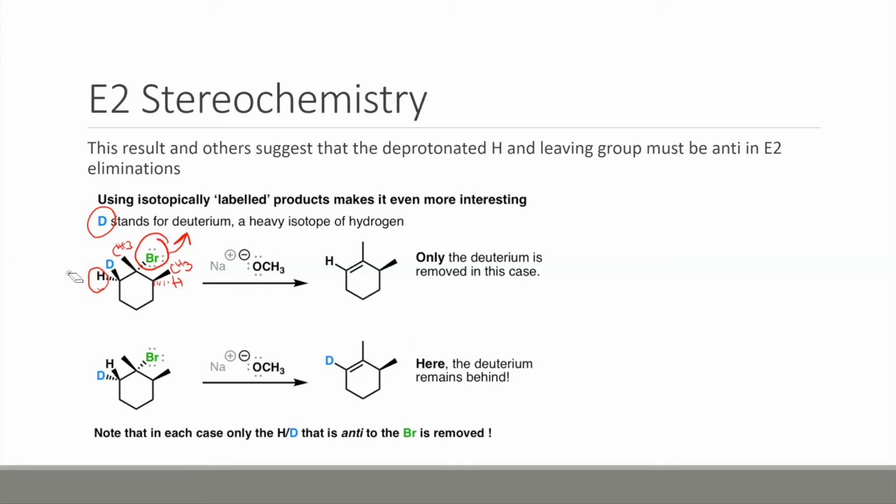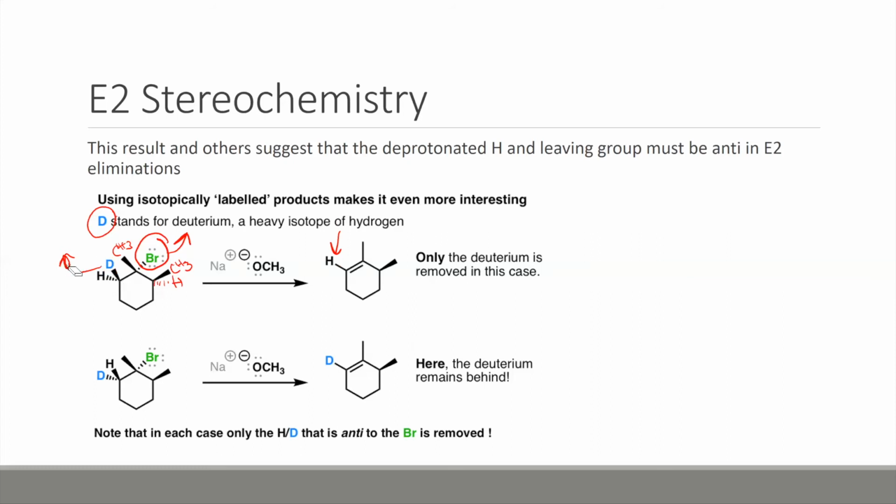Oh, excuse me. That's for the opposite one. The product here takes the deuterium. It only takes the deuterium. Notice that the product does not have the deuterium, excuse me. And so the deuterium hydrogen was the only hydrogen that was abstracted during the formation of our double bond.